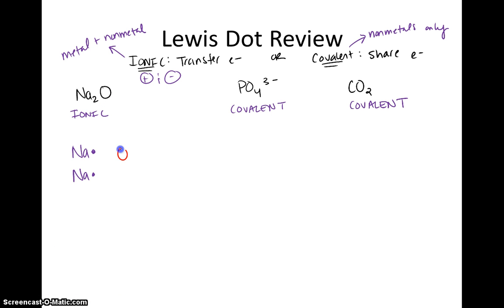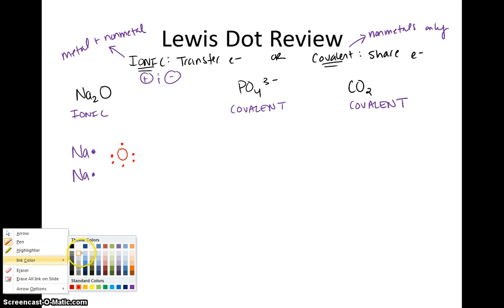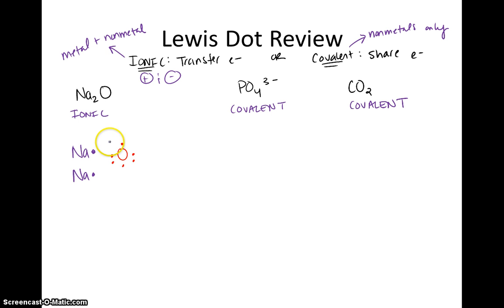My O is in column 6, so that means it's going to get 6 dots. So remember, we have to put 1 on each side before we pair, so I'm going to do 1, 2, 3, 4, 5, 6. So in an ionic thing, we have our electrons being transferred. My first sodium is going to lose an electron to here. My second sodium is going to lose an electron to here. So my 2 sodium atoms both no longer have any electrons, and because they both lost 1 electron, they have a +1 charge.